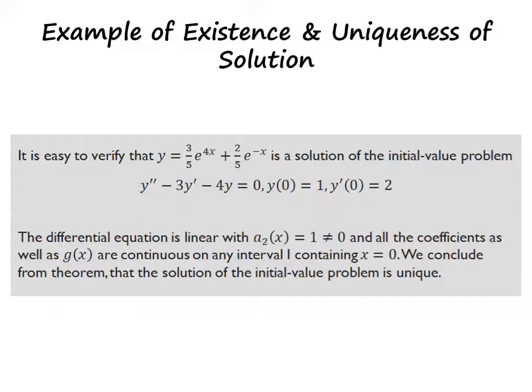Example: it is easy to verify that the given function is a solution of the initial value problem y double prime minus 3y prime minus 4y equals 0. The differential equation is linear with the leading coefficient equal to 1, and all the coefficients as well as g of x are continuous on any interval containing x equals 0. We conclude from the theorem that the solution of the initial value problem is unique.